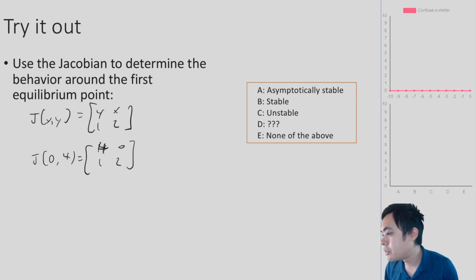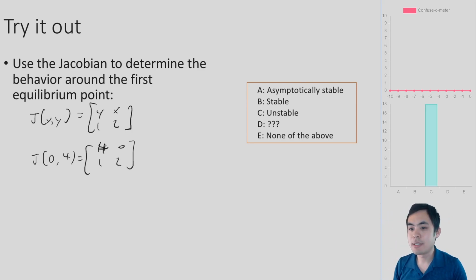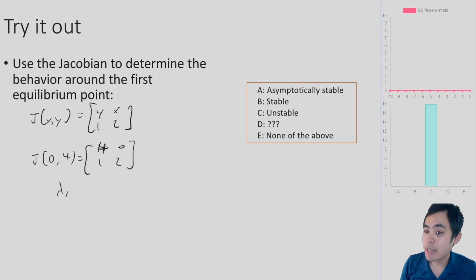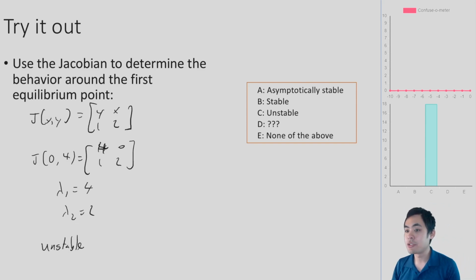Okay, it looks like everyone is basically done. And people are saying C, it is unstable. Well, this is a triangular matrix, and so therefore lambda 1 is equal to 4, lambda 2 is equal to 2, and yes, this is indeed unstable because both of the eigenvalues are positive.